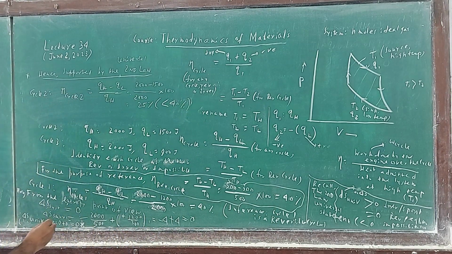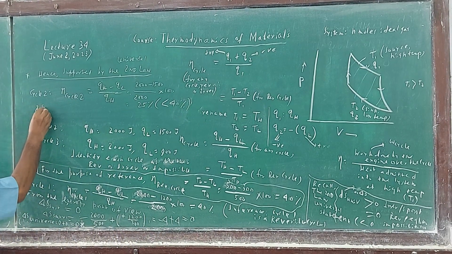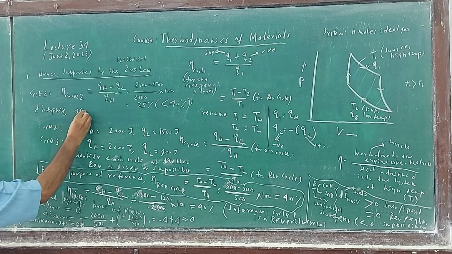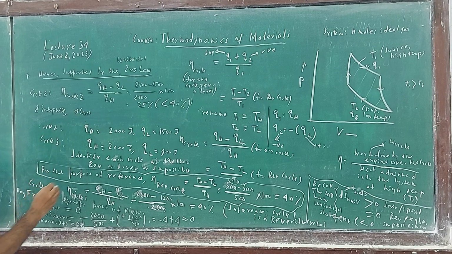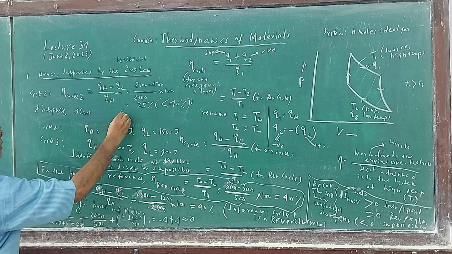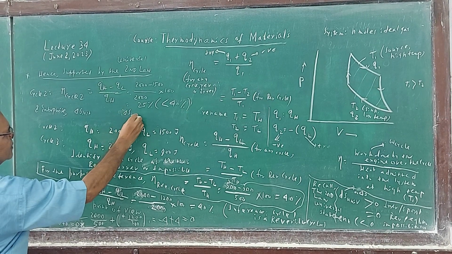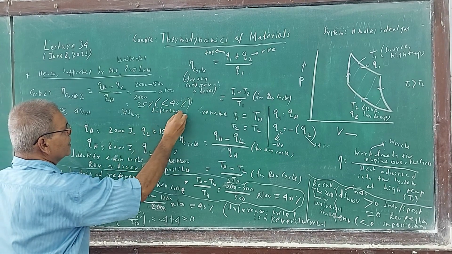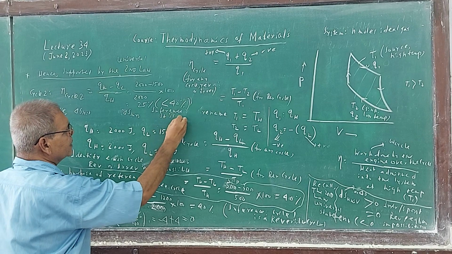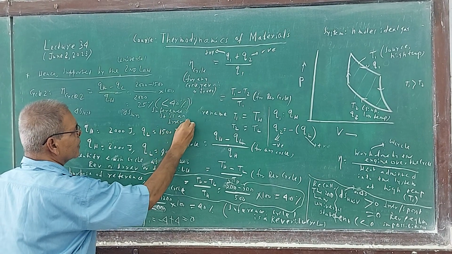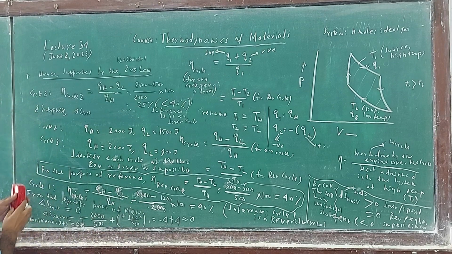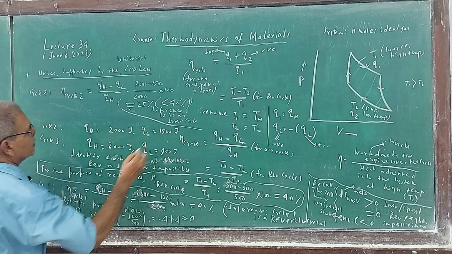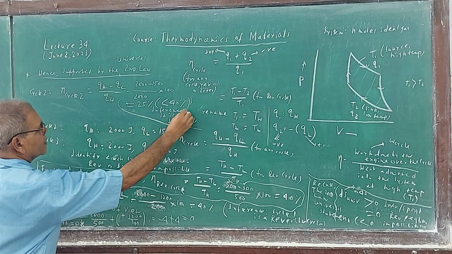Good. Case two, verification entropy-wise. Quickly tell me delta system and delta surrounding. This is right. So what is the inference? It is an irreversible cycle. This is the inference. Entropy-wise, 25%, hence the inference.